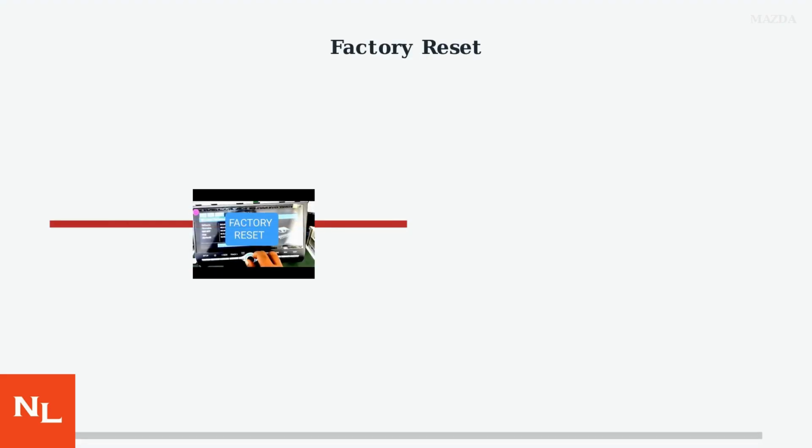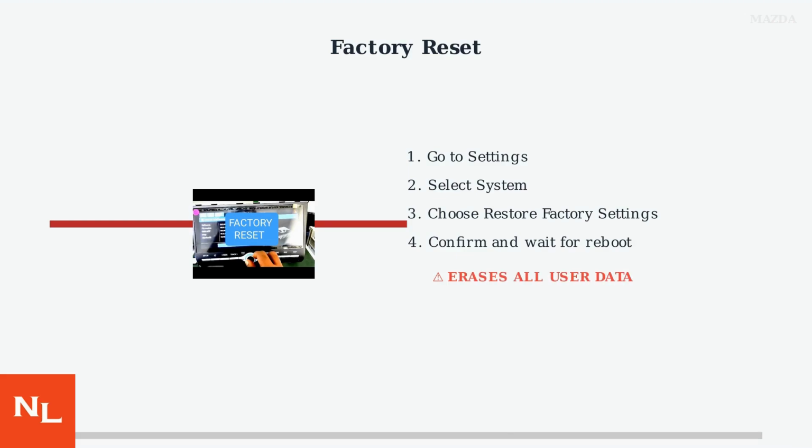As a last resort, you can perform a factory reset. This will completely wipe all user data and return the system to its original default settings. Only use this option when other methods have failed. Navigate to the Settings menu on your infotainment screen, then select System, followed by Restore Factory Settings. Confirm your choice and allow the system to reboot completely.